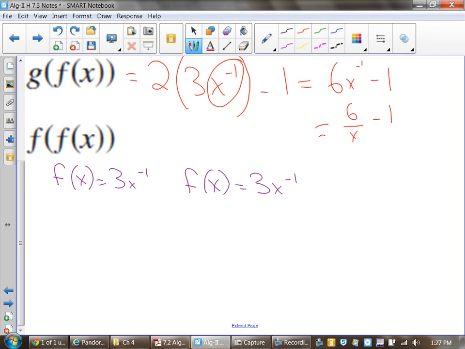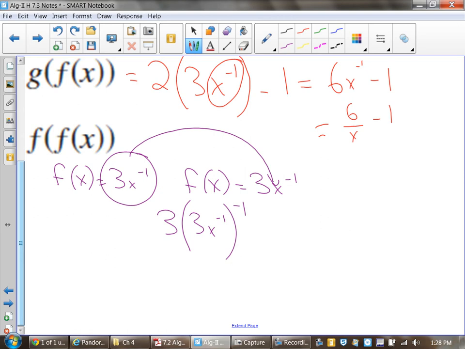All I did here was rewrite f of x twice. If I want to take the f of f of x, what I'm going to do is take the f of x equation and substitute into itself. So I take this and I substitute into there. So you wind up with 3 times parentheses 3x to the negative 1, to the negative 1, because the x value had the negative 1 power, and I substituted a whole bunch of junk into something that's going to have the negative 1 power.